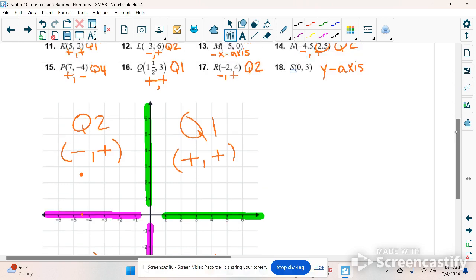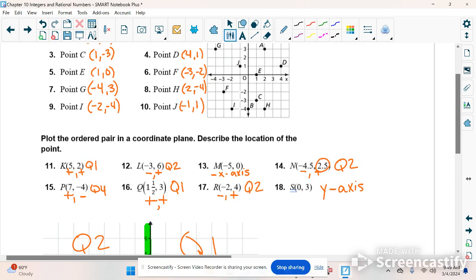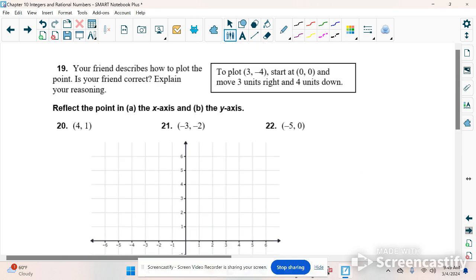All right, how do we feel about those so far? What about number 17? We're not going to worry about that right now. We were just worried about where it's going to be on the coordinate plane. We're not going to graph them. We're just predicting.